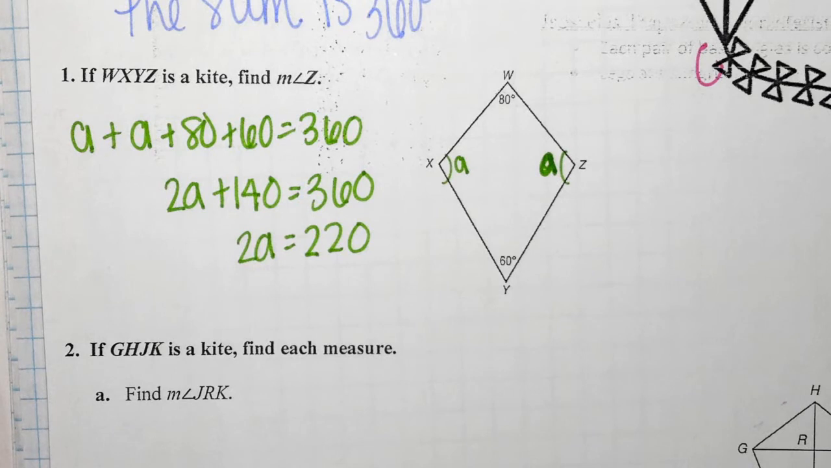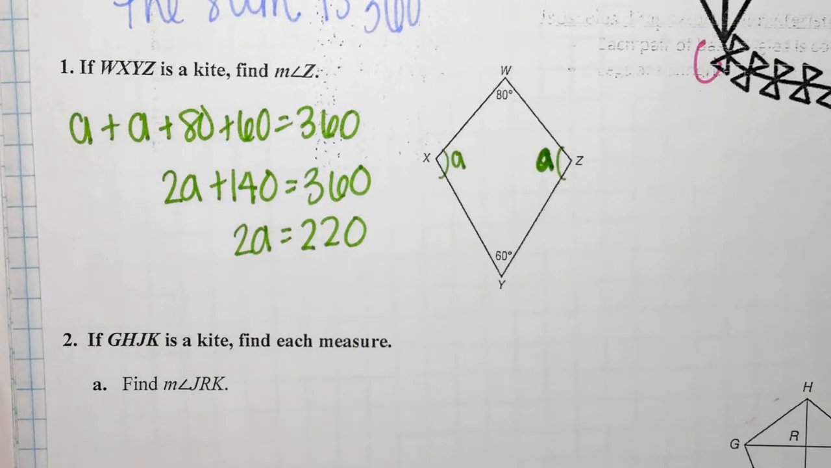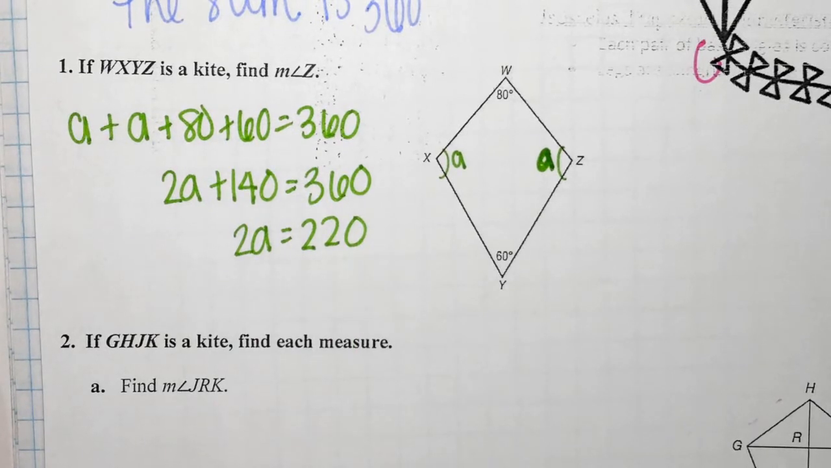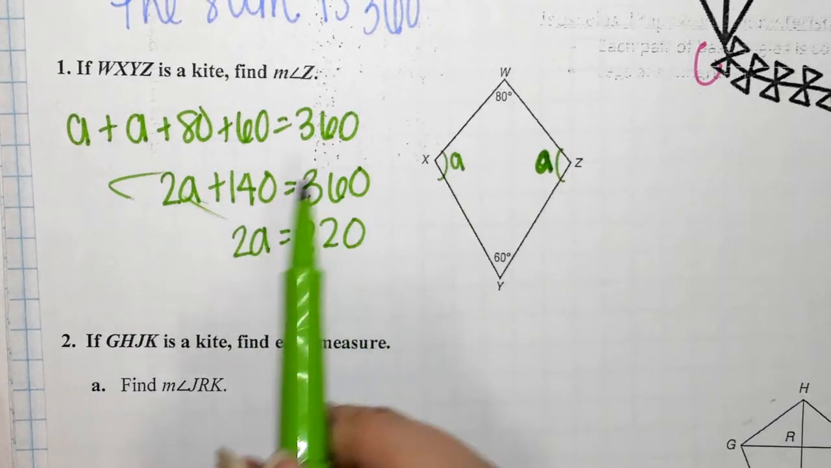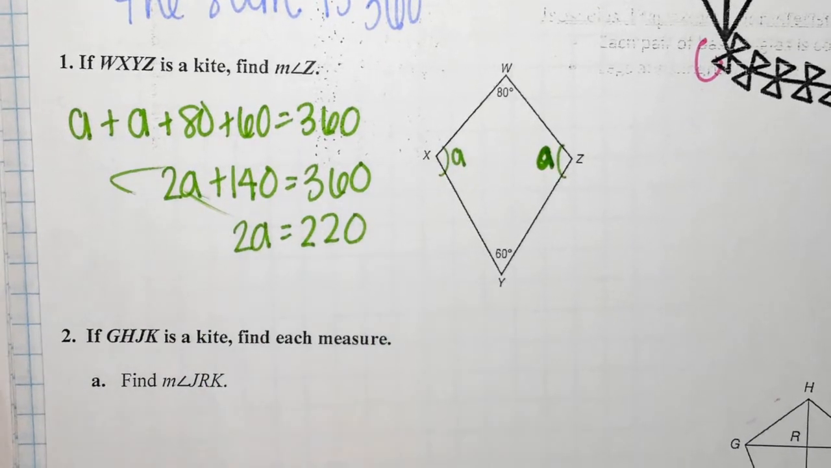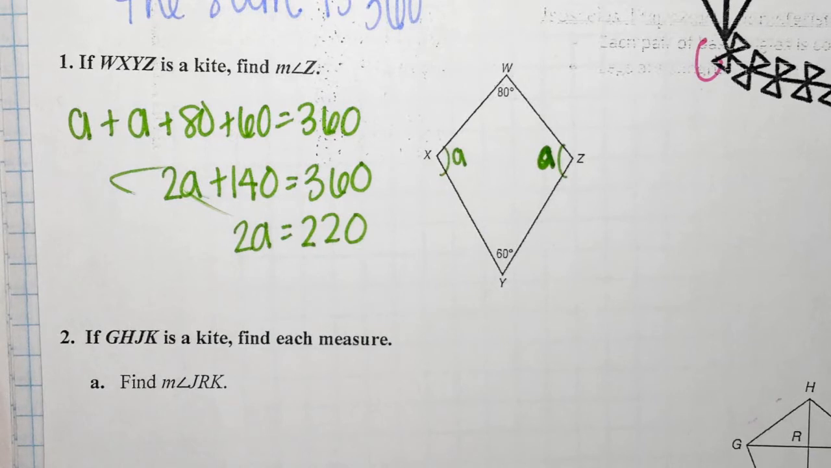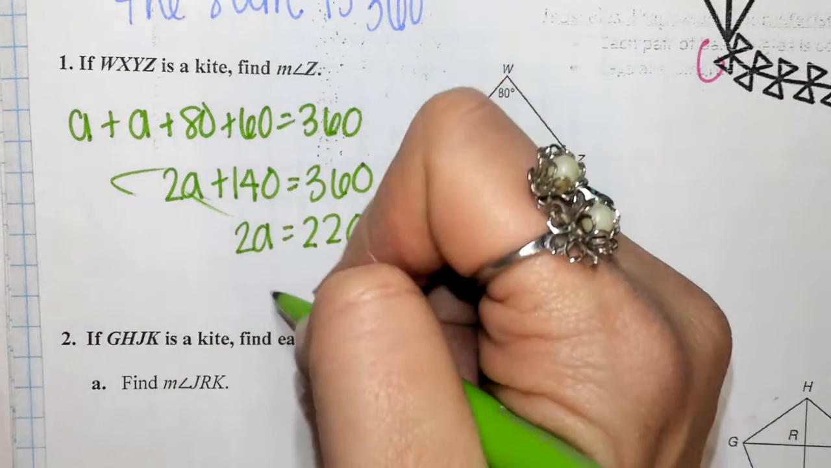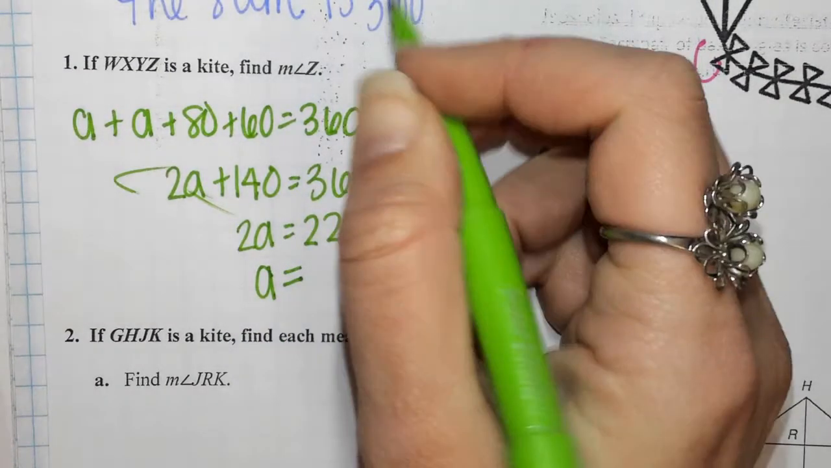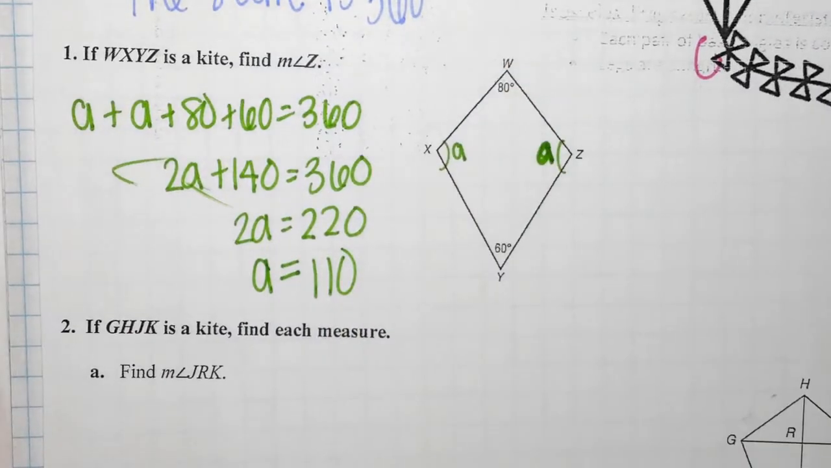Do you do 140 divided by? And you just subtract it from 360. No, baby. Okay. Right here. 140. Subtract 140. And you get 220. And now divide that by 2. Oh, you're right. 110. All right. And A equals 110. Look at us go.